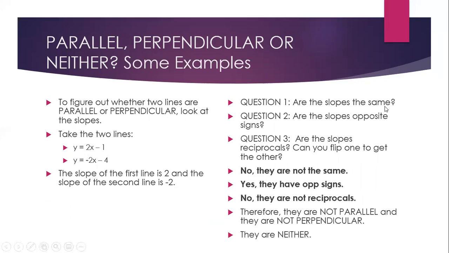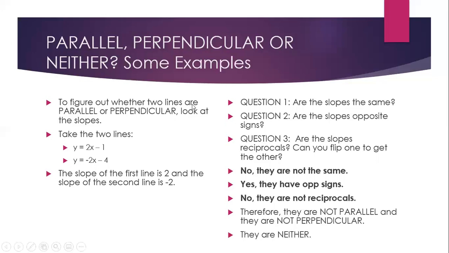No. Well, you say, they're both 2. Yes, but one is negative and one is positive. Even though it's the same magnitude, the same number, 2, the slopes are different because one is positive and the other is negative. So I'm not going, okay, the answer is 2. No, it's a positive 2 and a negative 2. So they're different. They're not the same.